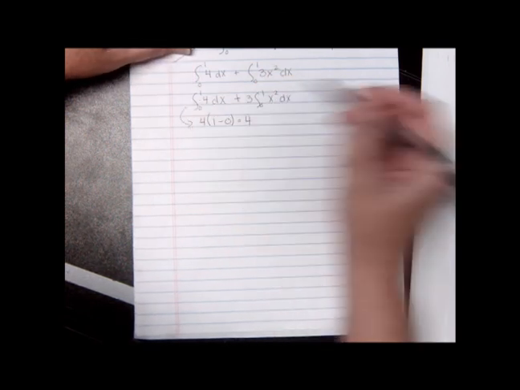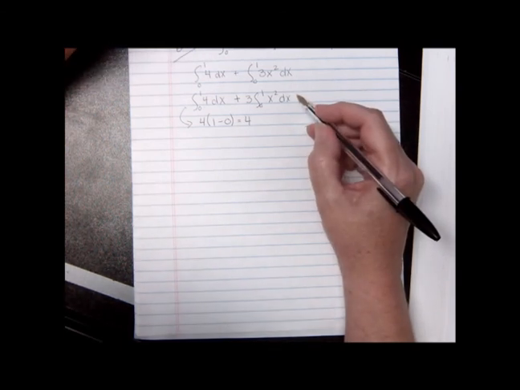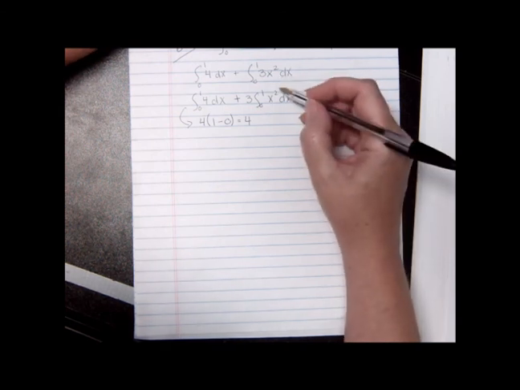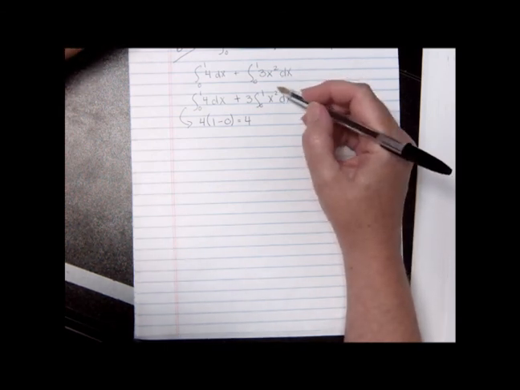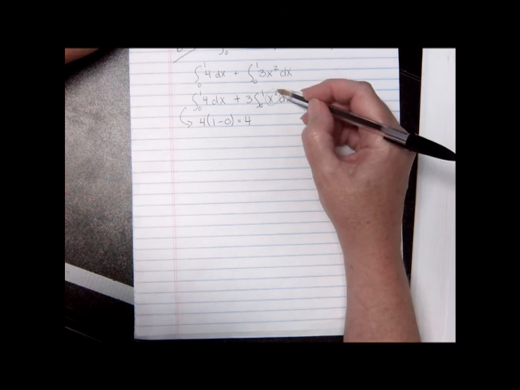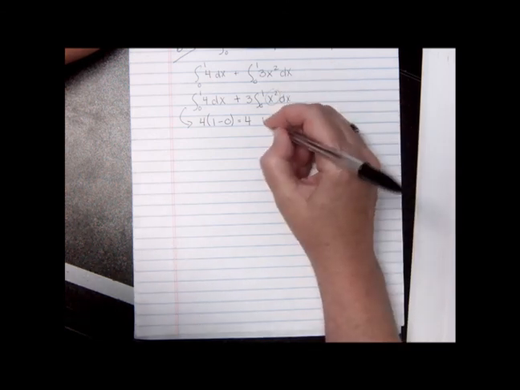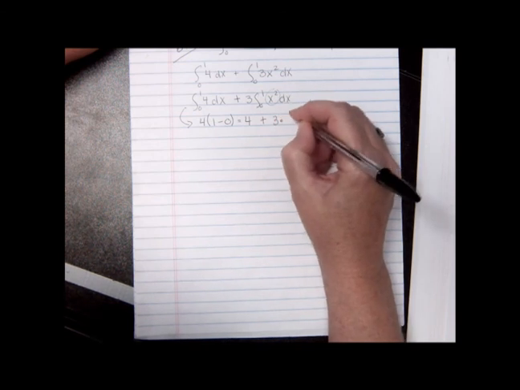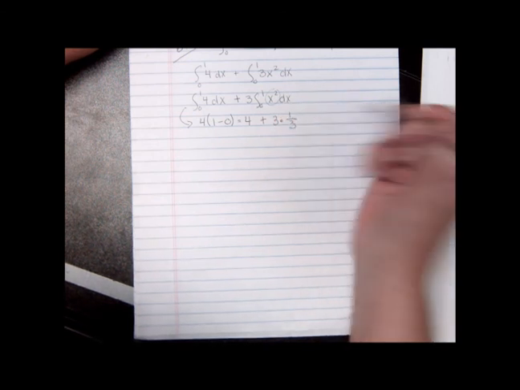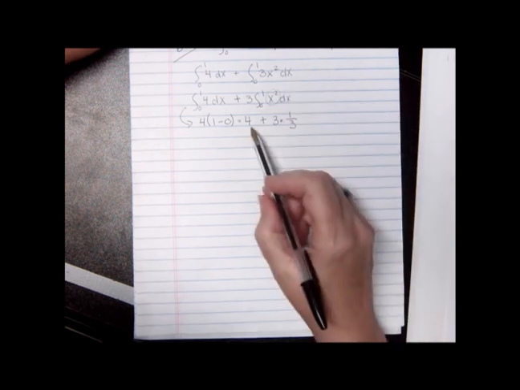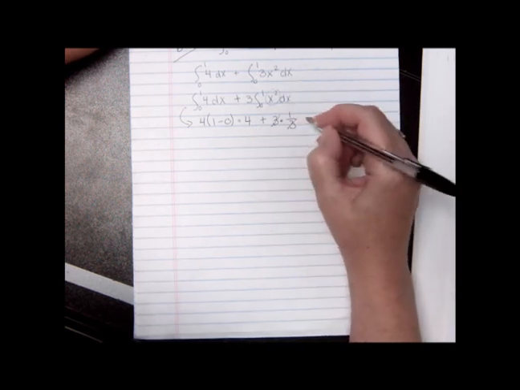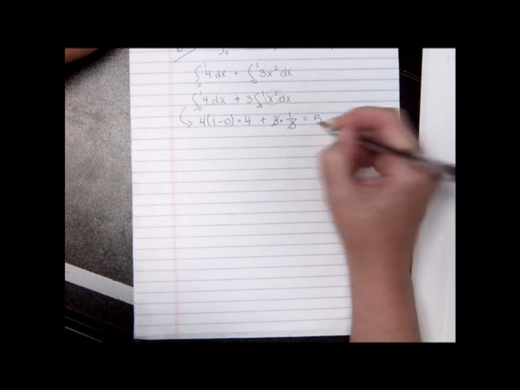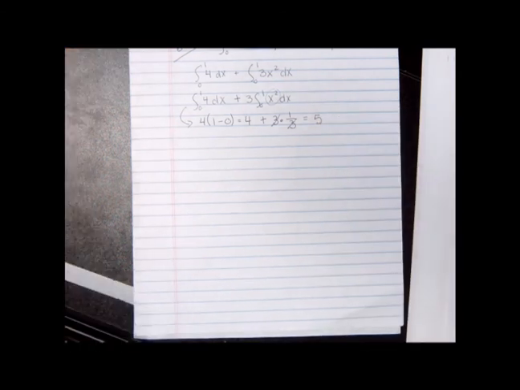And for the second part, we actually found in example 2 of section 4.1 that this right here was equal to 1/3. So we're using information that we got from previous problems to solve it. So now we have 4 plus 3 times 1/3, which is just 1, and that will equal 5. So that's it for example 6.